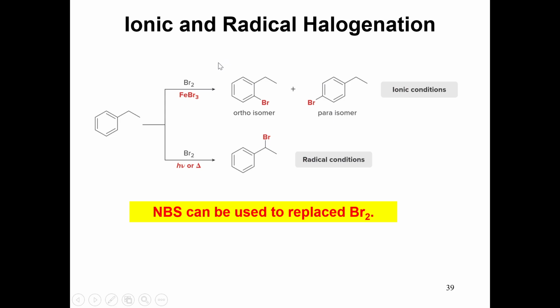Then the electrophile is going to attack this benzene ring to form either the ortho isomer or the para isomer. Again, the details of this ionic reaction, or radical, this is not radical, this is the electrophilic substitution reaction. It's covered in the first lecture of this chapter. Again, NBS in your mind is a bromine.